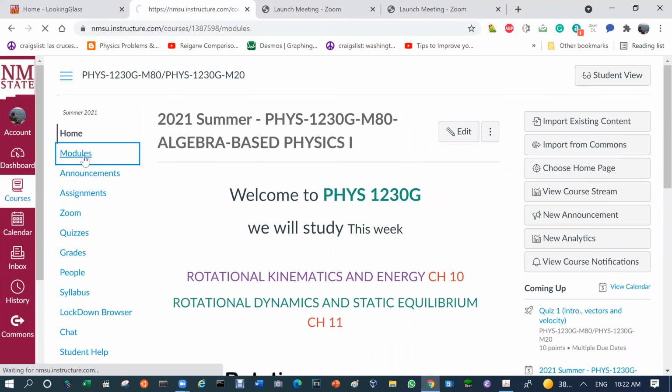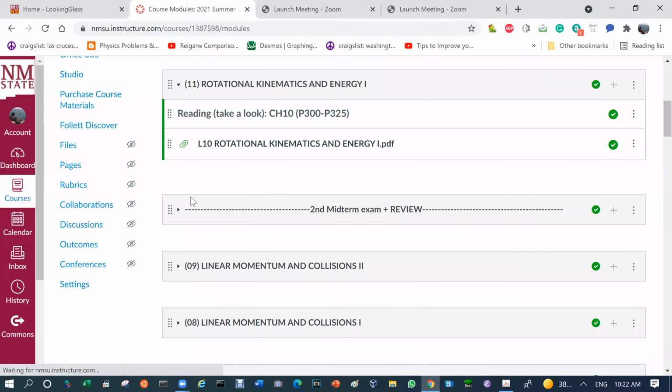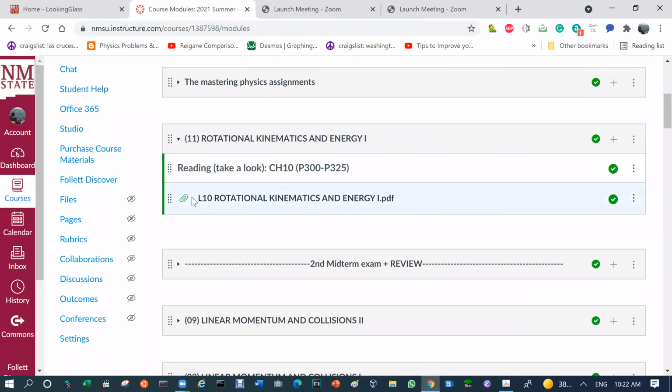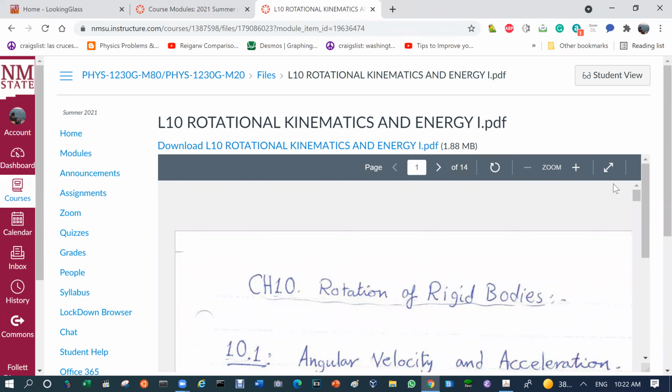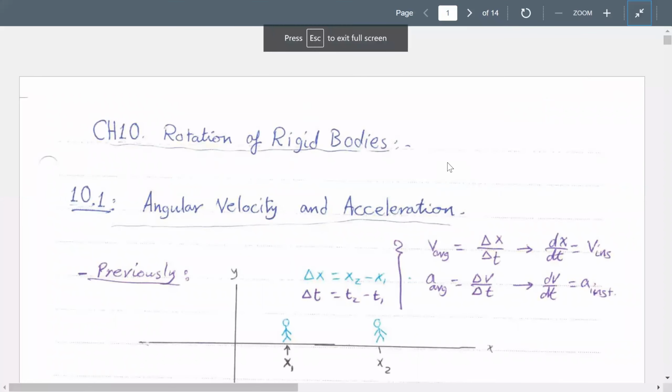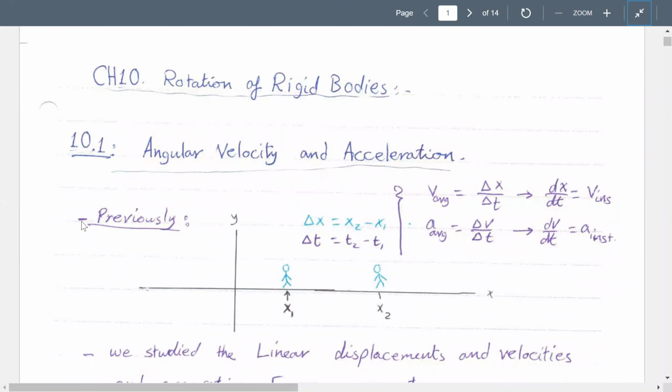Okay, our lectures this week are about the rotational motion, kinematics, and dynamics. So we'll see, for example, this file, which is the rotational kinematics, contains all the chapter. I will divide it into 2 lectures, so each lecture will be short. Okay, so we will start the rotation of rigid bodies. Now, I'll start by this.